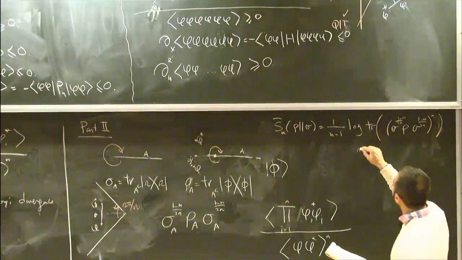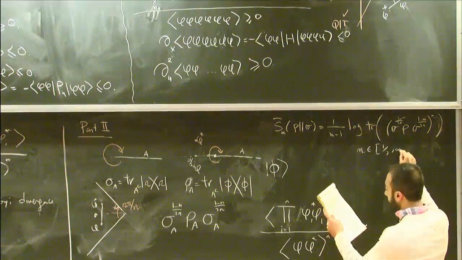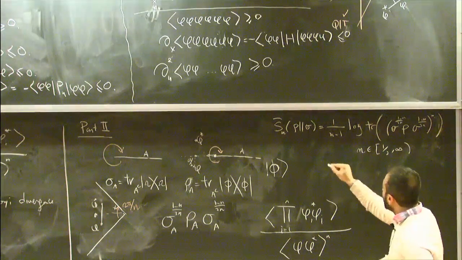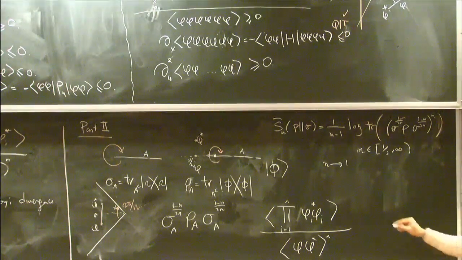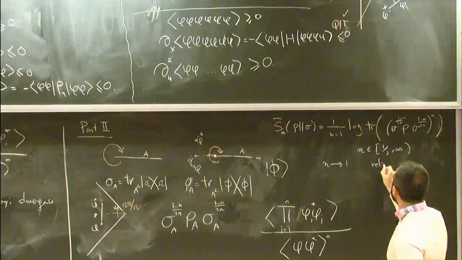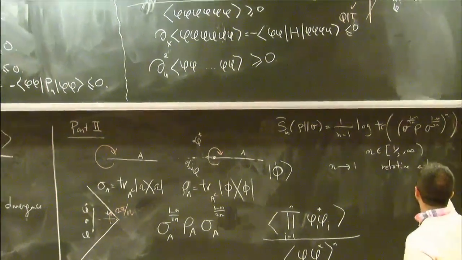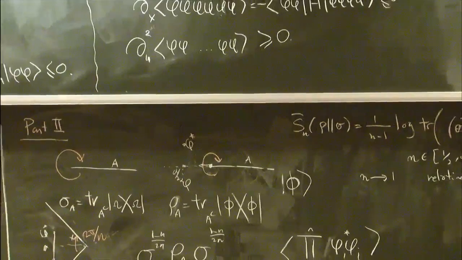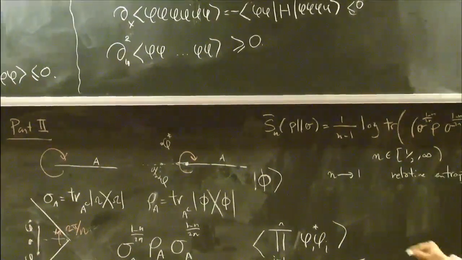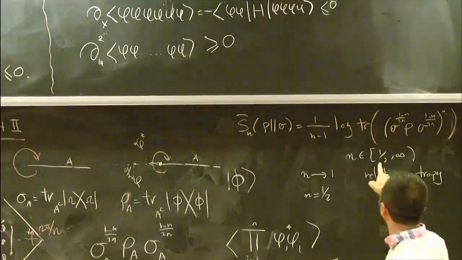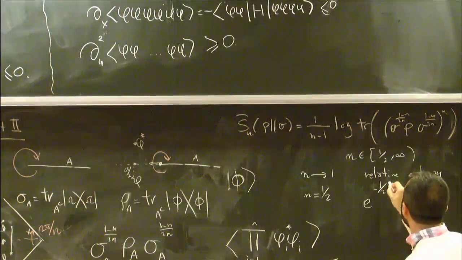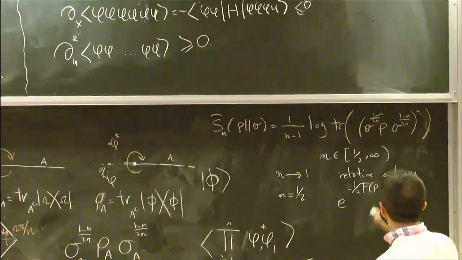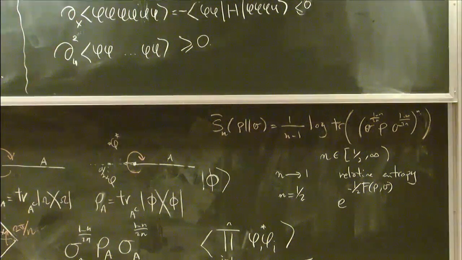So again, this is defined in the range half to infinity. It's not very obvious, but I'm just going to quote this. In the limit of n going to 1, this becomes relative entropy. So in that sense, it's a Renyi family for relative entropy. In the limit as n becomes half, which is the lower end of the range, this is related to fidelity, another measure that we use in quantum information theory a lot, and we love fidelity of the two states.